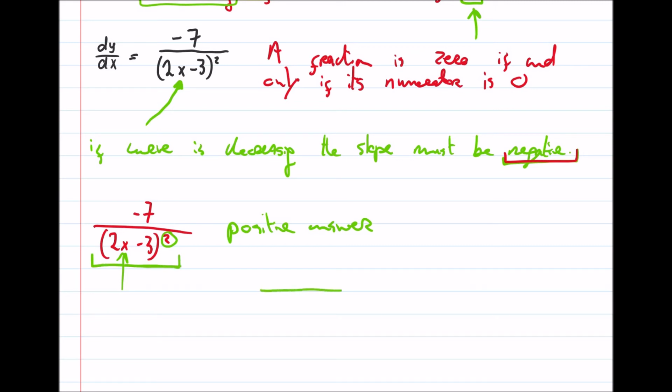which means the denominator is always going to be positive. Okay, so it's right here. The denominator is always going to be positive. If I look at this value up here, it's minus 7. That's not going to change, so it's always going to be negative. That means my answer is always going to be negative, because I'm always going to have a positive on the bottom and a negative on the top.